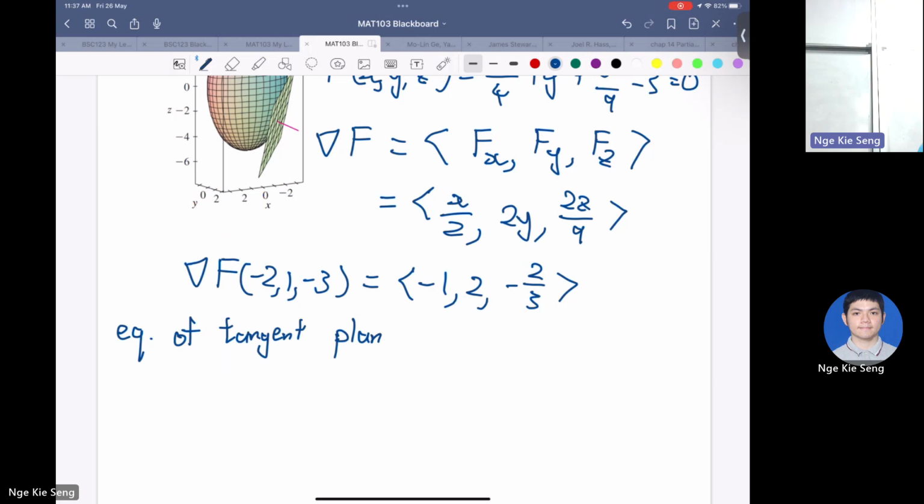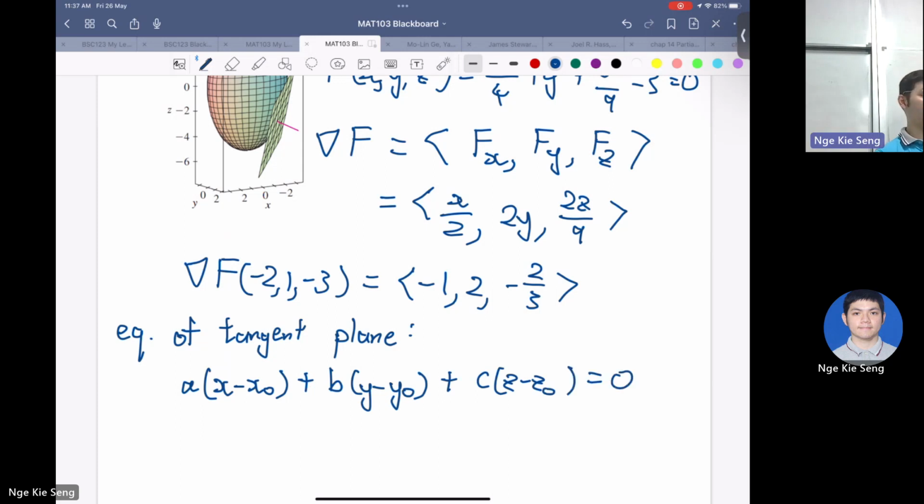Anyone still remember what's the formula of a plane? Say A, B, C is the normal vector. What's the equation of a plane? A times (x minus x naught) plus B times (y minus y naught) plus C times (z minus z naught) equal to 0, where x naught, y naught, z naught is a point on the plane.